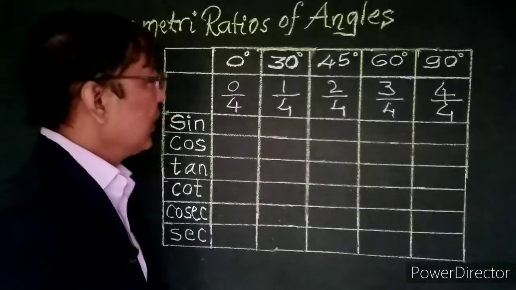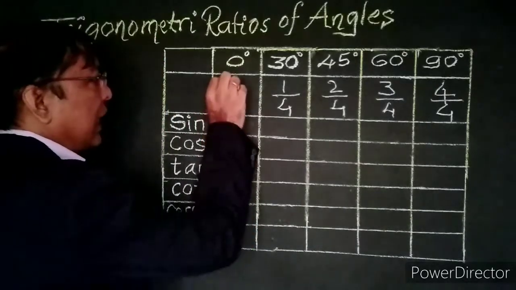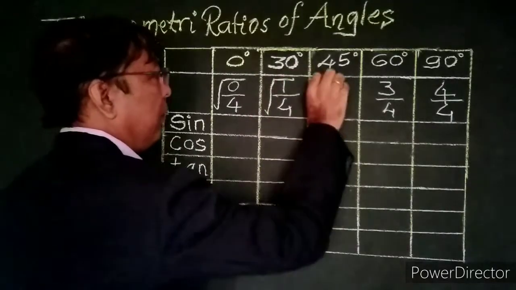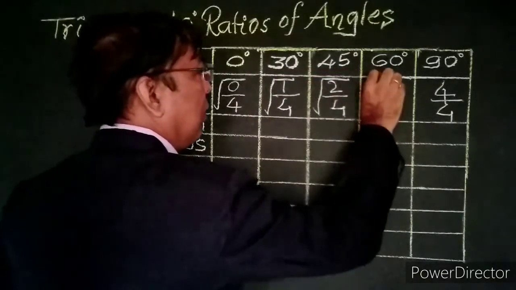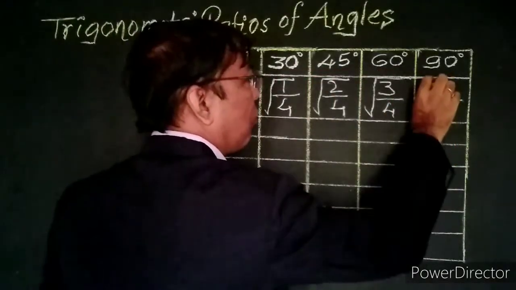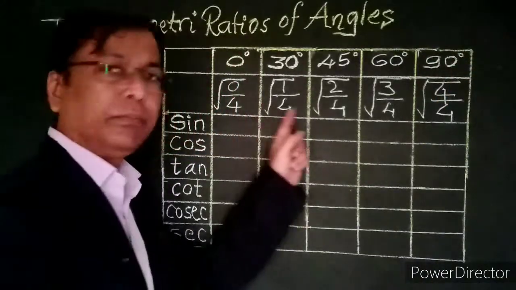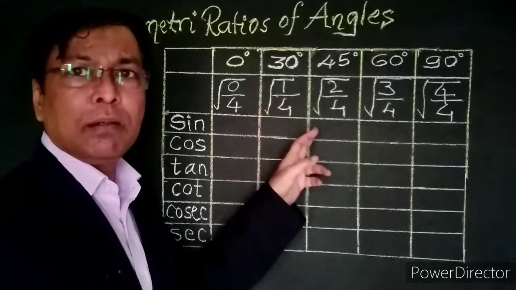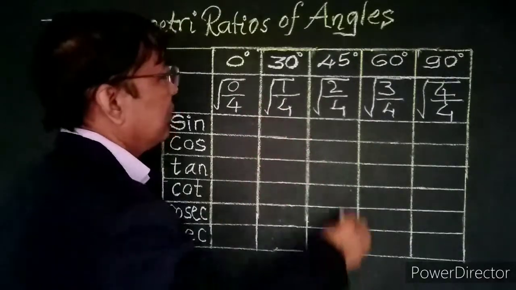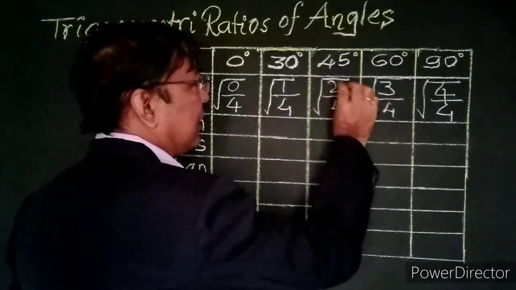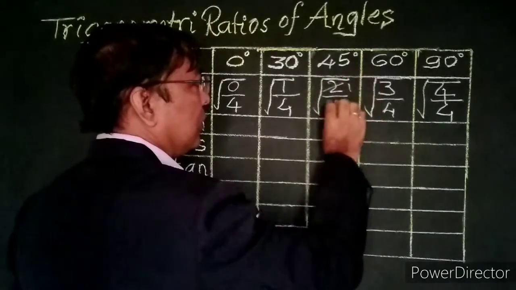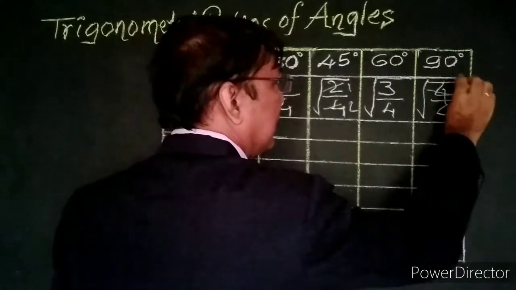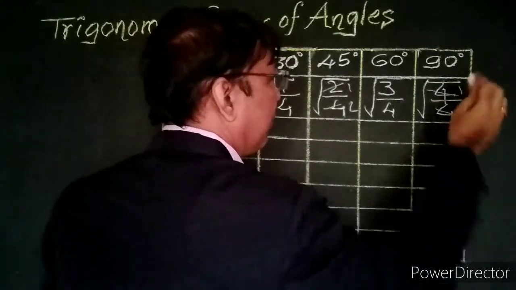Third step, take a square root sign for each. Now, wherever possible, you simplify by dividing. Here it is possible. 2 ones are 2 twos are. Here it is possible. 4 ones are 4 ones are.